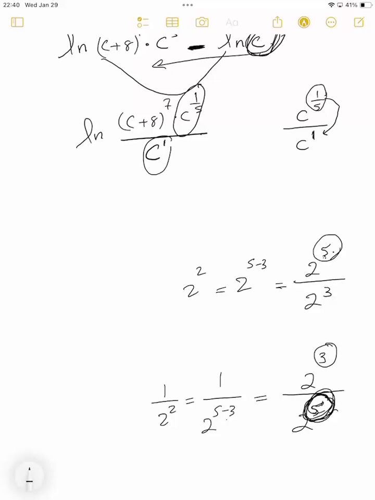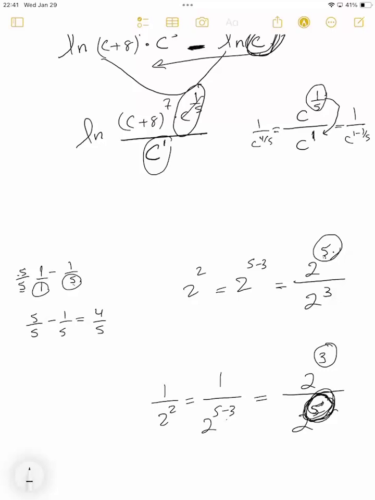1 is bigger than 1/5, so you put a 1 on the top. You go 1 minus 1/5. You subtract 1/5 from 1. So what is 1 minus 1/5? You multiply 1 by 5 over 5, because the common denominator is going to be 5. So we multiply 1 by 5 and this 1 by 5. You get 5/5 minus 1/5, which is 4/5. So we end up with 1 over c to the power 4/5.